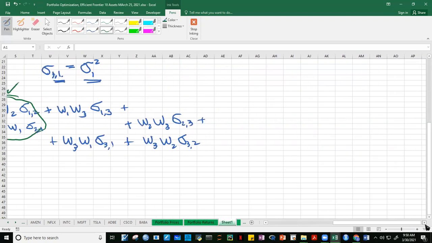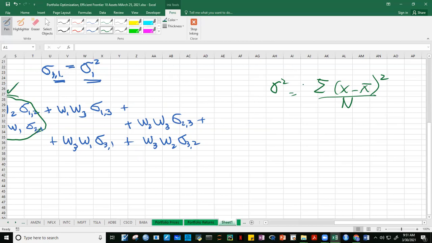Teka muna, ano ba yung formula ng covariance? Di ba ang variance, if you recall sa stat mo, ang variance is equal to, paano yan? Summation ng x minus the mean, squared, di ba? Over n, kung population. Kung sample, n minus 1, right? Tama? Yes, sir.